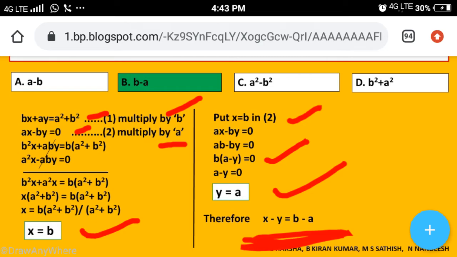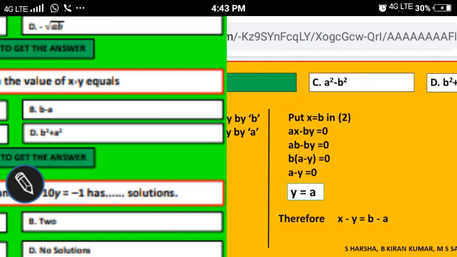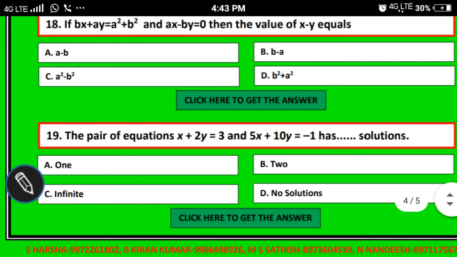If you want, you can take a screenshot of this. Okay, option B is the correct answer, that is x minus y equals b minus a. Option B is b minus a.